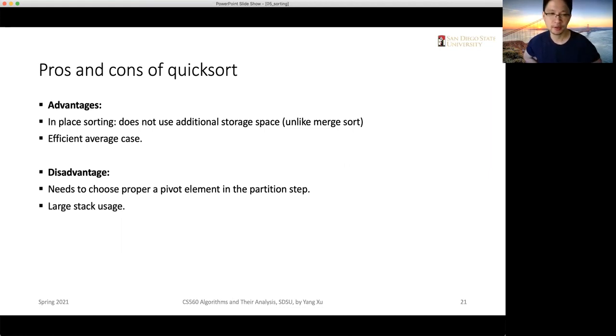Speaking of the advantages, I think it's quite obvious. Quicksort is a fast algorithm, and the average case is very efficient. It also doesn't consume any additional storage space, which is an advantage over merge sort. There are also disadvantages, like we want to create some randomness in the partition step.